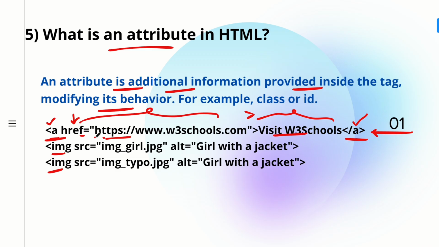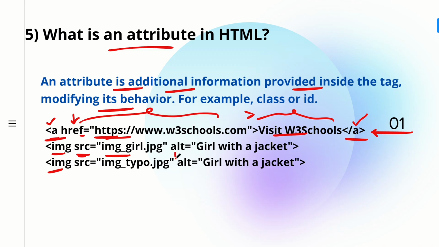So this is our attribute. It is providing you some information. Then we will see here with the image tag. In the image tag you can see that we have source, and this source, src, is the attribute, and you have some additional information that is girl with jacket alternate.